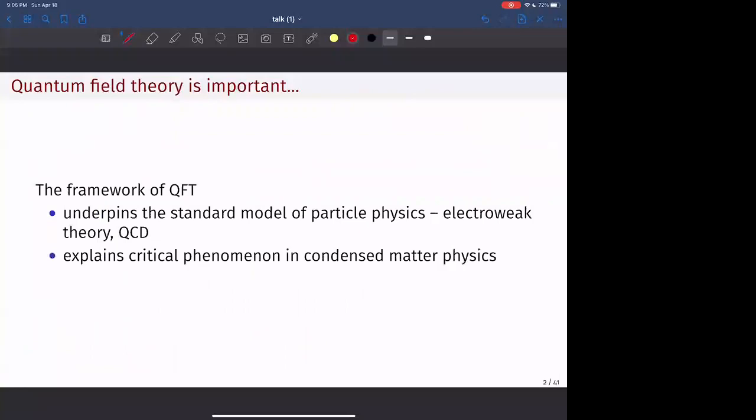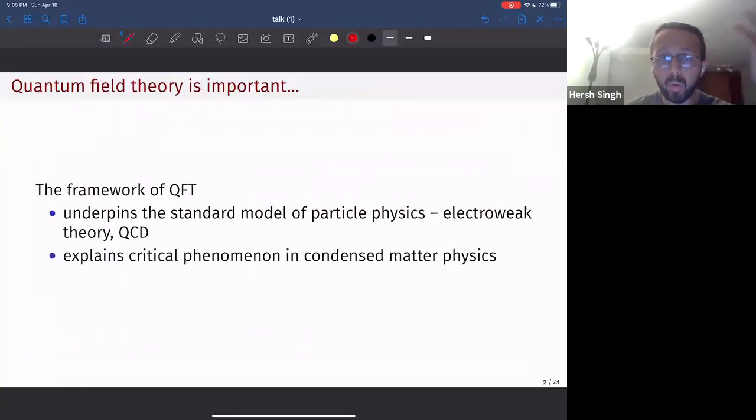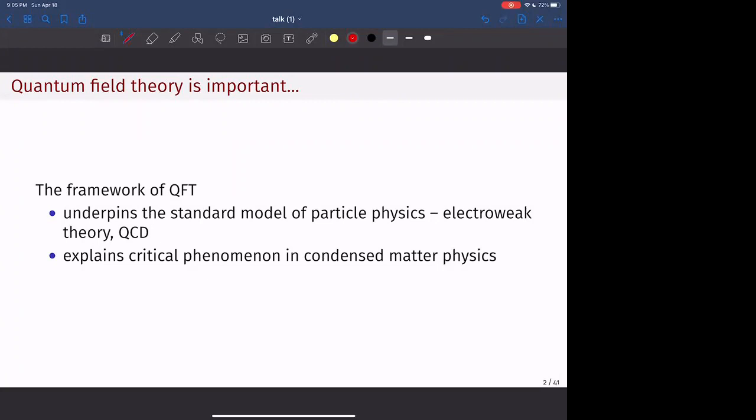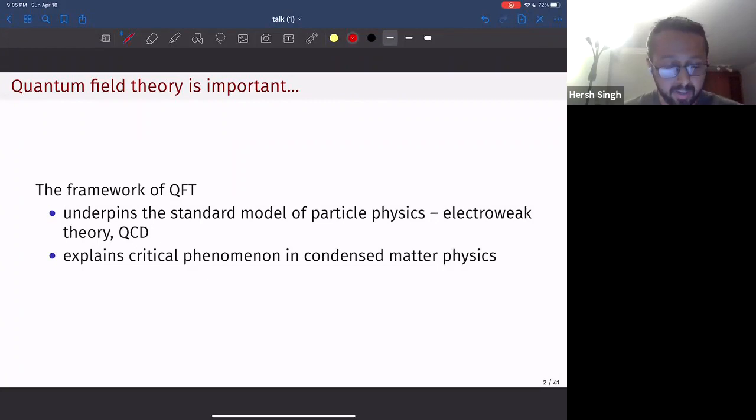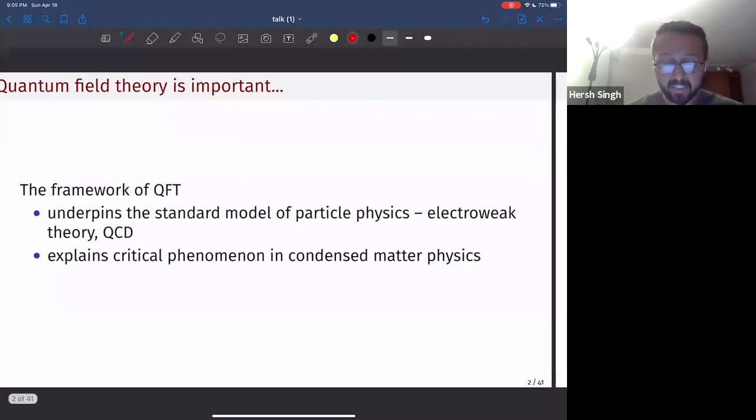Okay, well, we all know that quantum field theory is really important. It underpins the standard model of particle physics, right? It gives us electroweak theory, QCD, all of nuclear physics, and even in condensed matter physics, it explains critical phenomena. It gives us, say, topological phases of matter, and explains a whole bunch of things. So it's a very rich subject, and it's important across a whole variety of disciplines in physics.